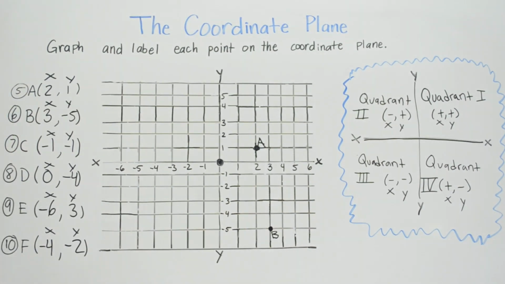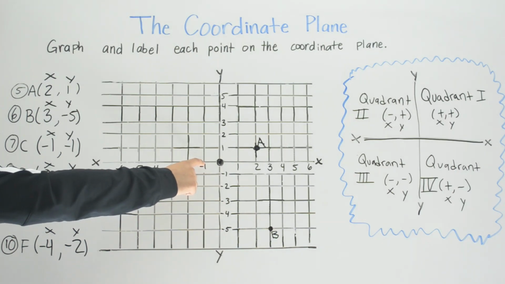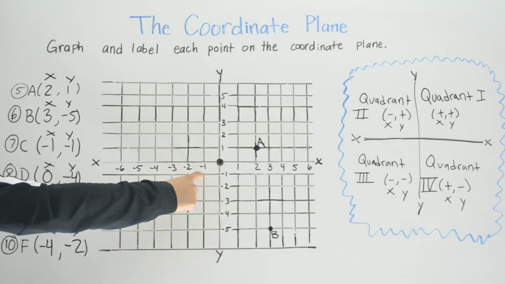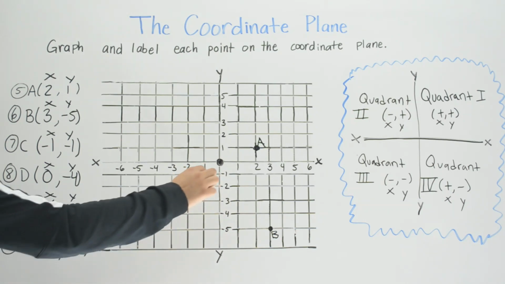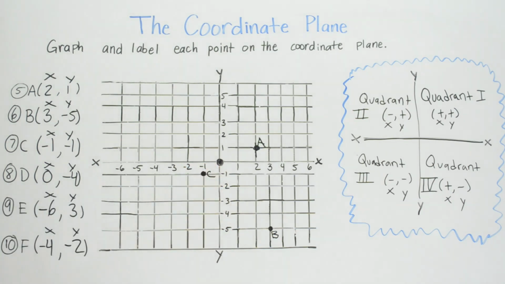Then for C, we do the same thing. We have X as negative 1 and Y as negative 1. So we look at 1, your X is negative 1. We go down 1, put a dot there, graph it, and then we label it C.